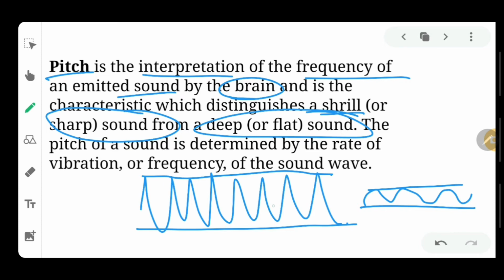So this is the main difference between sharp sound and flat sound. Pitch of a sound is determined by the rate of vibration or frequency of a sound wave. Okay, but here in order to show the sharpness, I am showing you the amplitude. So you can see that the change in the wave is more instantaneous in the first case than in the second case. So I think now pitch is clear. It is nothing but the interpretation of a particular frequency by the brain, that is your pitch. So I hope you all are clear with this.